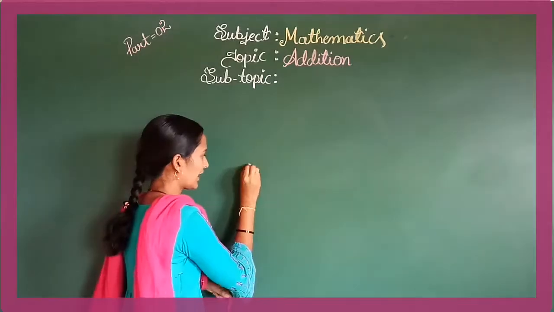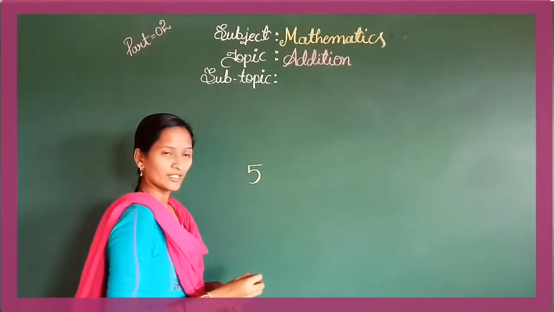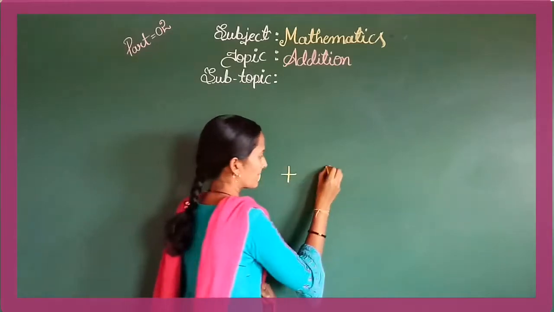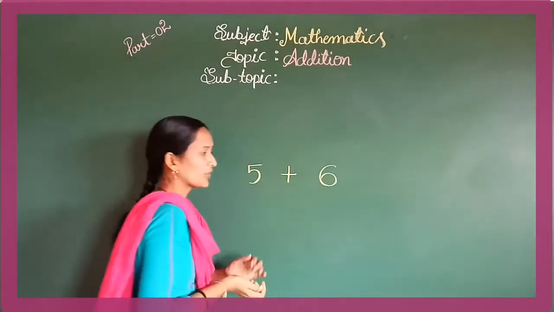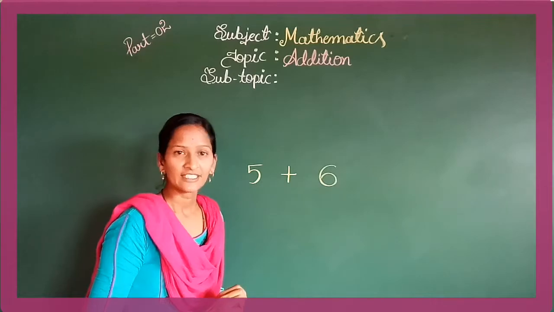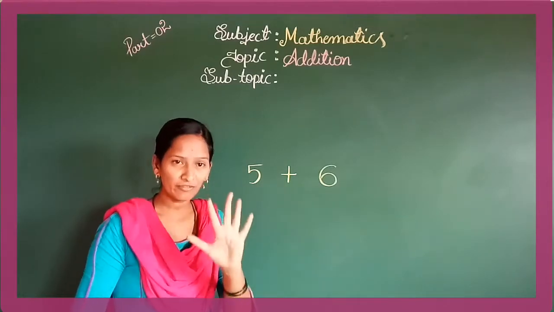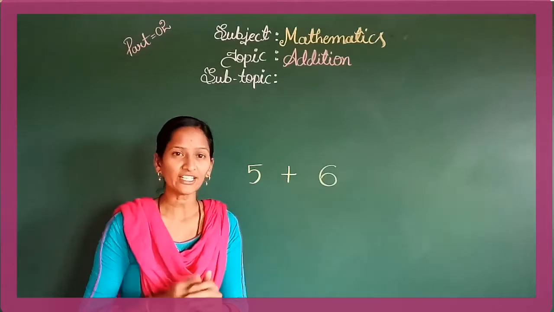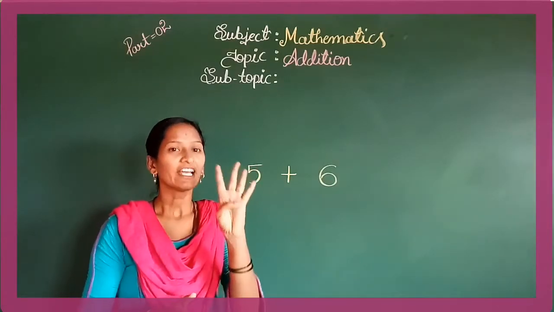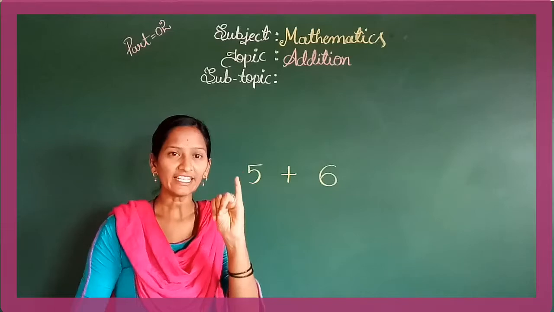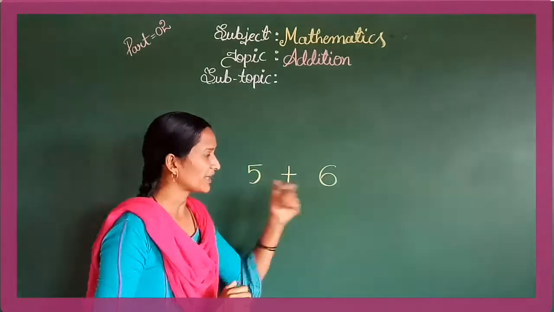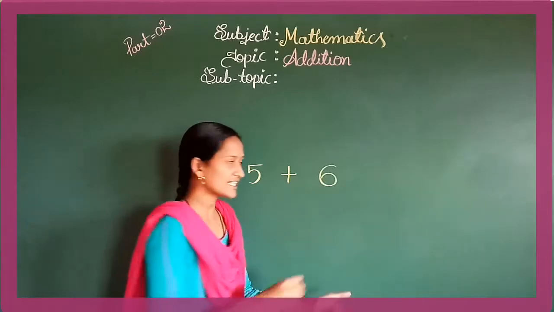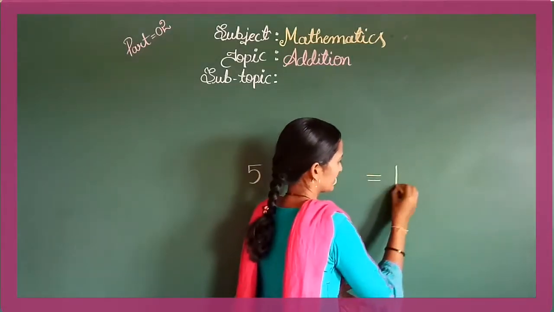For example, I am taking the number 5 and adding 5 plus 6. What is 5 plus 6? For the number 5, you have to add 6. After 5 comes 6, 7, 8, 9, 10, 11. What is 5 plus 6? Yes, you are right. 5 plus 6 is 11.